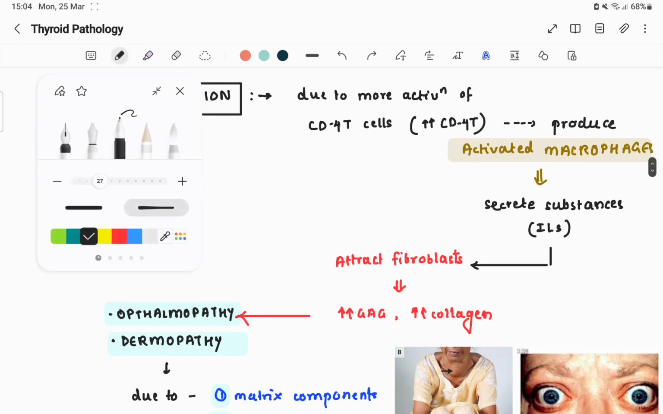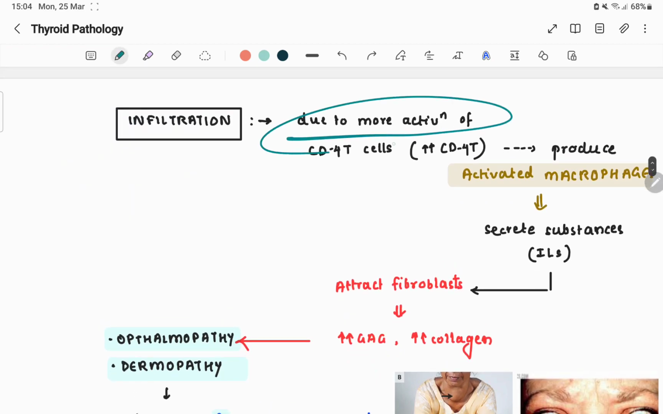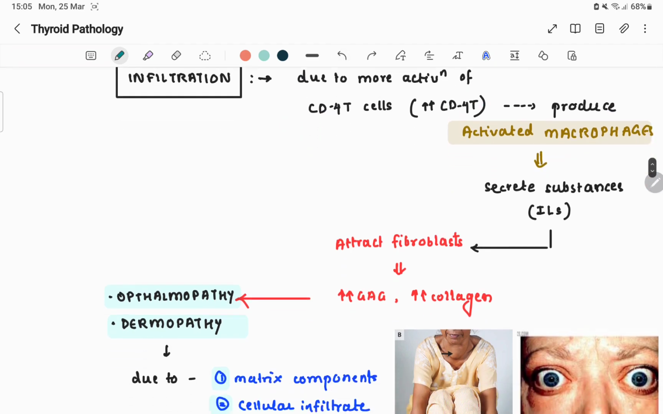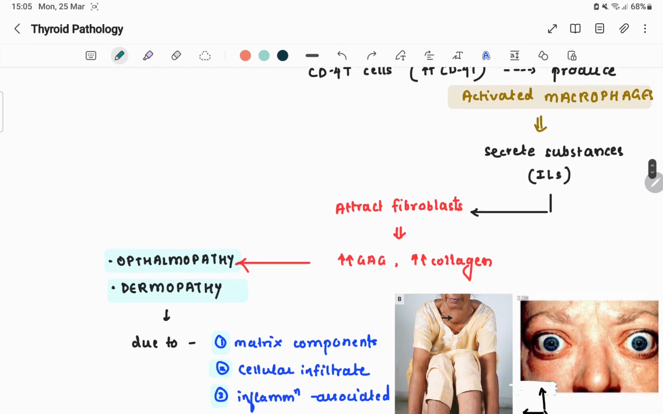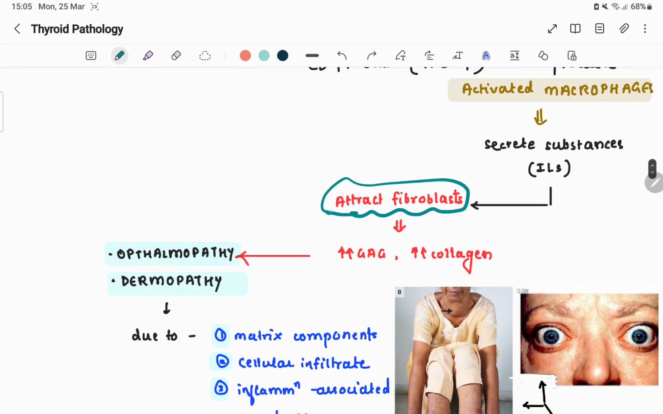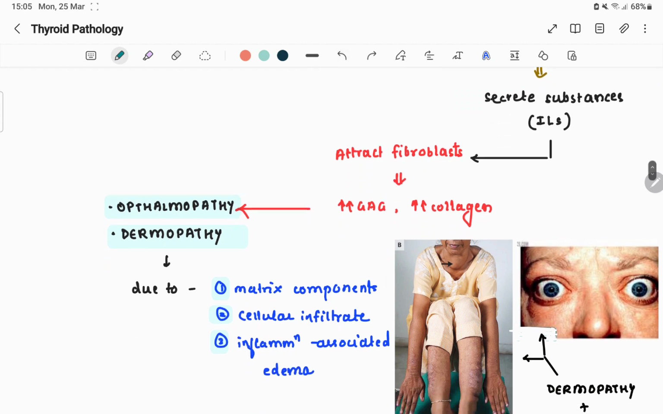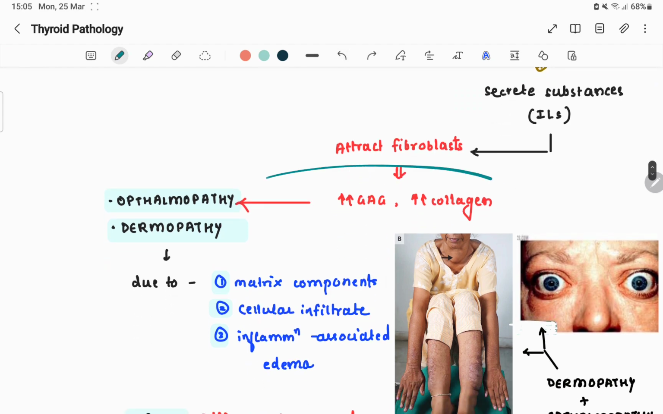No problem, we'll complete the thyroid pathology which is remaining. So due to more activation of CD4 T cells, it will produce activated macrophages which will secrete substances like interleukins. These interleukins will attract the fibroblasts, which will increase your extracellular matrix, GAG and collagen, and this increased extracellular matrix will cause ophthalmopathy or dermopathy, as we saw earlier.